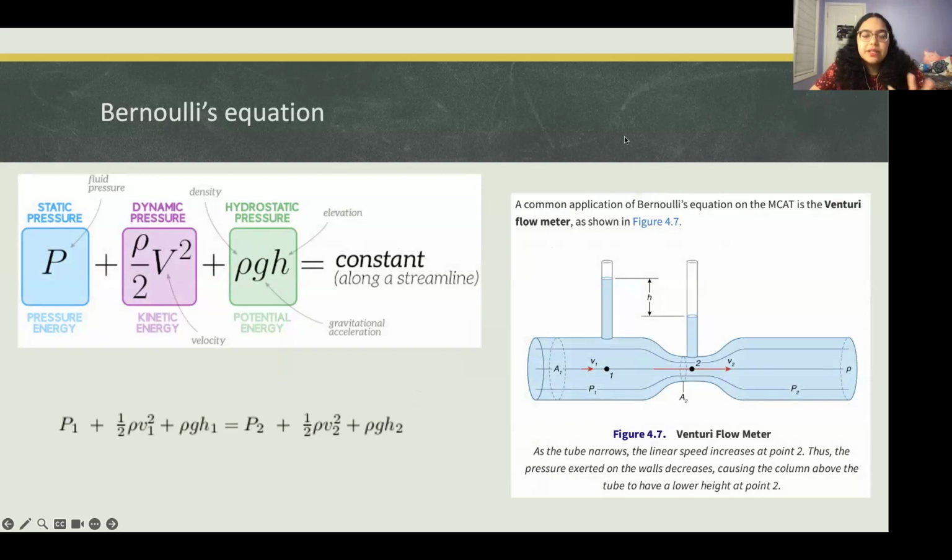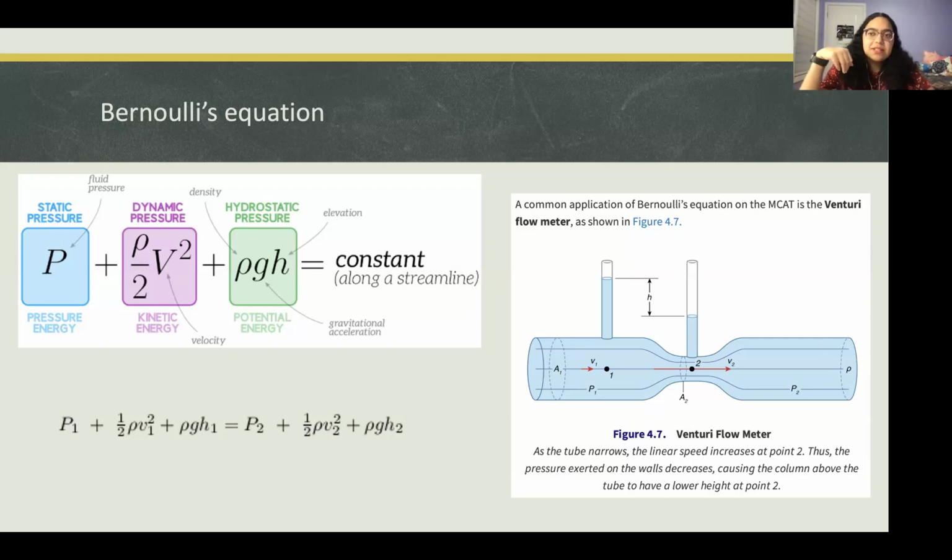So there are 3 components: static, dynamic, and hydrostatic pressure. And that whole thing stays constant along a streamline, as something's flowing. Static pressure is just P, the fluid pressure. Dynamic pressure is like the kinetic energy, so rho v squared over 2, the density times velocity squared over 2. It's similar to the half mv squared of our kinetic energy for a discrete object. And then hydrostatic pressure is rho gh, as we covered.